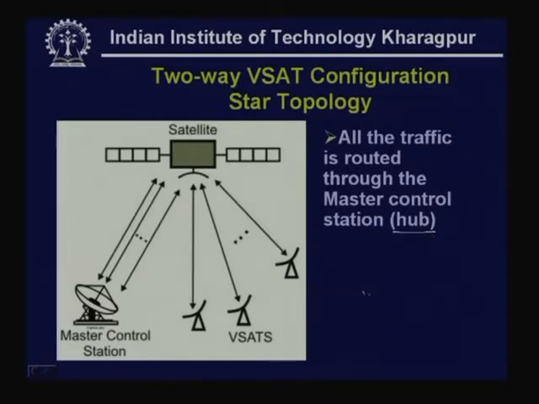So in this case, the configuration is somewhat like this. This is your satellite. Then you have got your VSAT and that hub, and you have got a number of VSAT antennas. So it is like a star. All the VSATs are communicating through this master control station or hub. So this hub is acting at the center of the star topology, and the communication is done in this way. So this is the star topology that is being used.